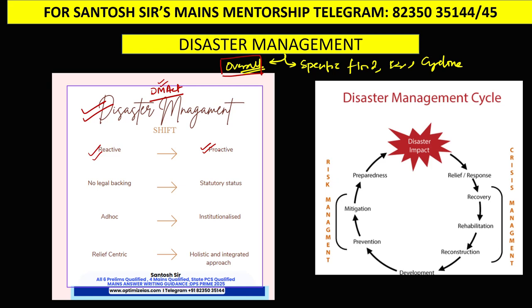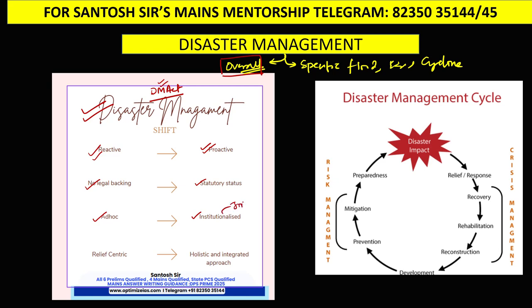The second biggest change which has happened after the Disaster Management Act is that before there was no legal backing to India's disaster management architecture. However, after the Disaster Management Act was passed, we now have statutory legal backing for most of the disaster management institutions and funds. Third, the disaster management approach was very ad hoc before the Disaster Management Act. However, after the Act, the approach has become institutionalized.